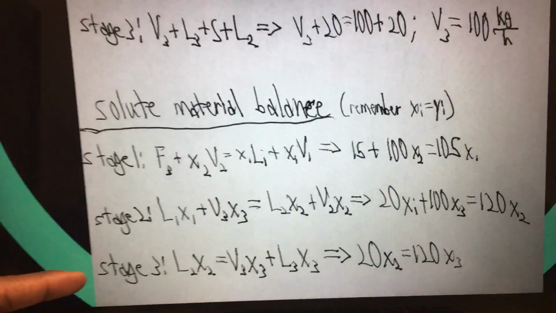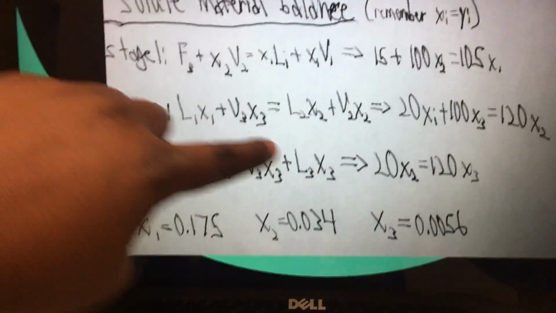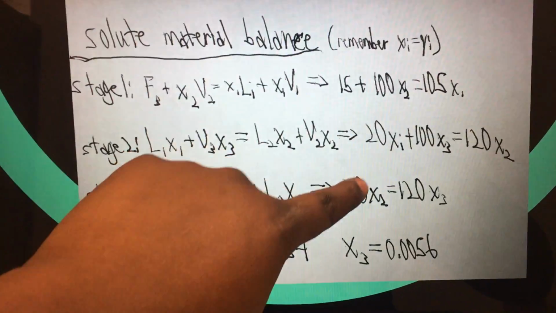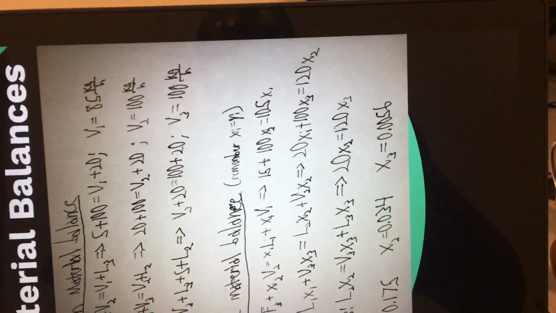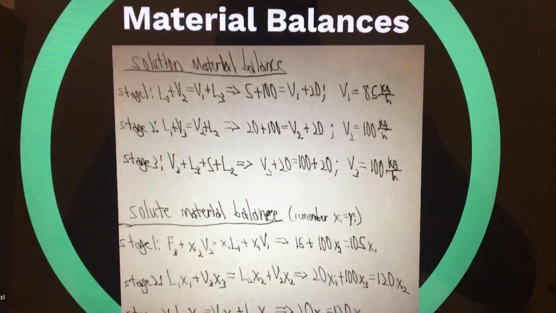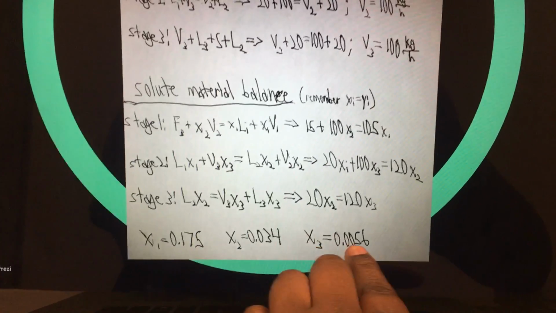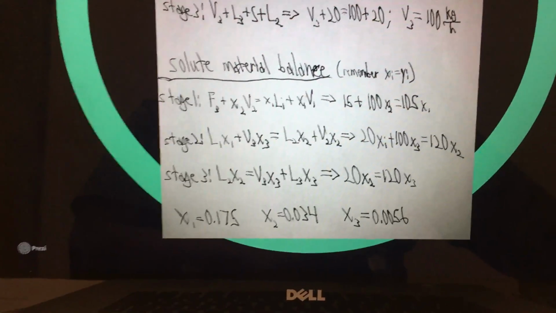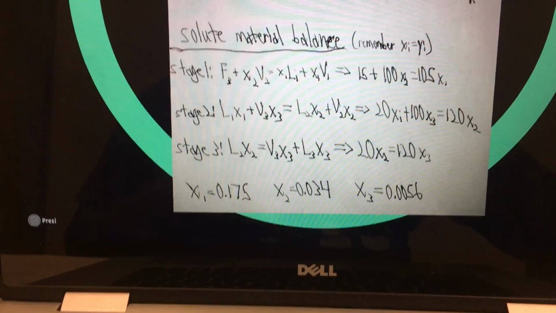So for each stage, I created a solute material balance, and by solving all three of these equations at the same time, I'm able to see what the component values are. You can do this either with Excel, matrices, or other comparable math programs.